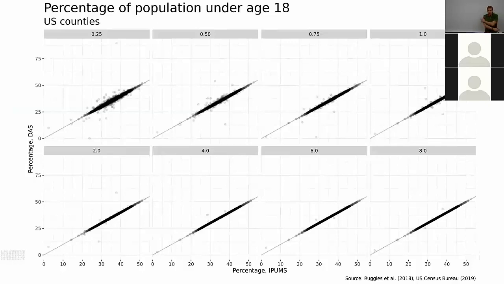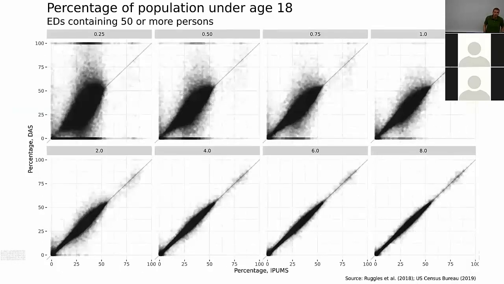But here's my favorite plot that I talked about yesterday. This is the percentage of the population under age 18 by enumeration district. I've restricted this plot to EDs containing 50 or more individuals, just to get rid of a lot of those really small EDs. And again, just computing that difference. I want to draw your attention to these dots along the top axis. These are enumeration districts that the differential privacy system has created, where all people in that ED are under the age of 18.